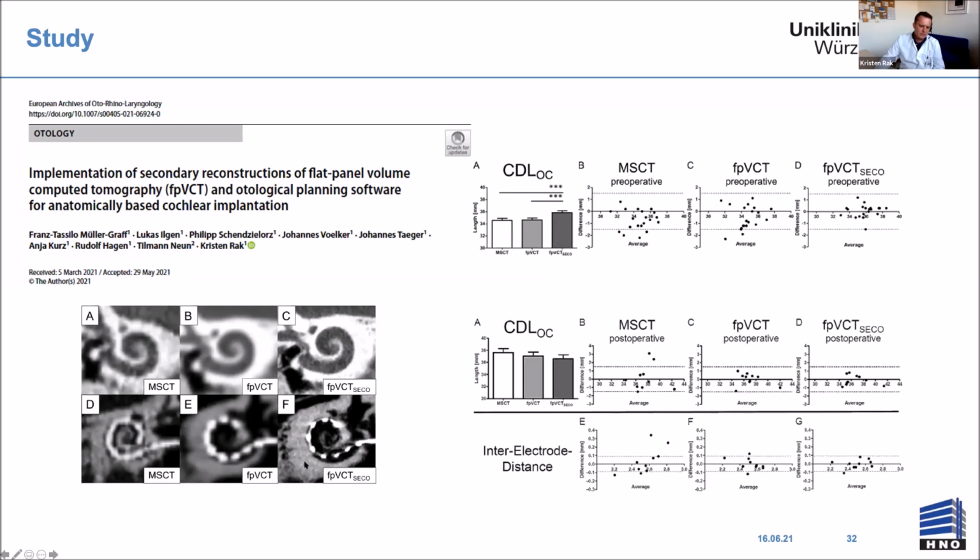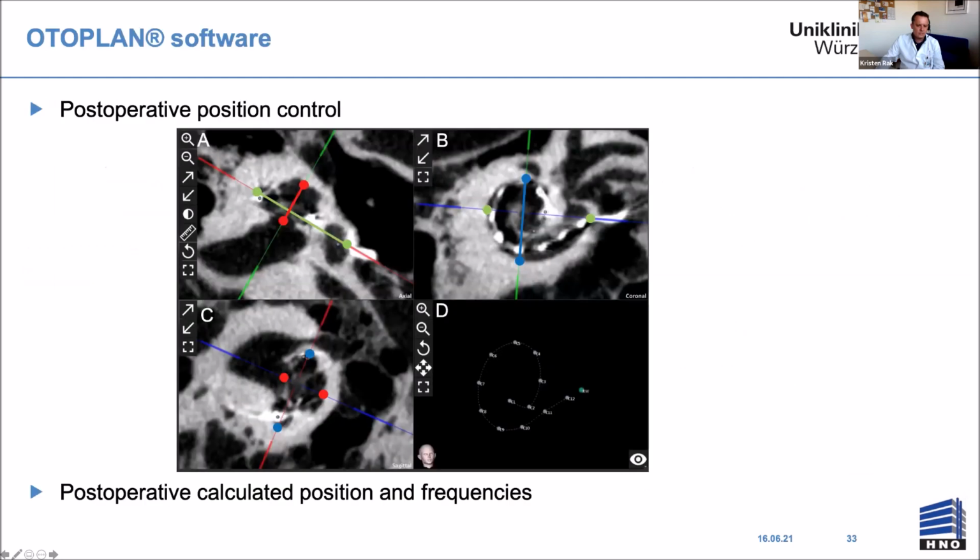It's much better to determine the electrodes and then to measure the different distances between the electrodes. Also, when measuring the cochlear duct length preoperatively, we have a higher cochlear duct length compared to the MSCT, and also the variability of the inter-electrode distance was much lower with this flat panel volume tomography. So I think that this is quite a good system to use, especially in the AutoPlan software. Now you can see here the postoperative scan of one patient, and how the AutoPlan software then determines the postoperative contacts.